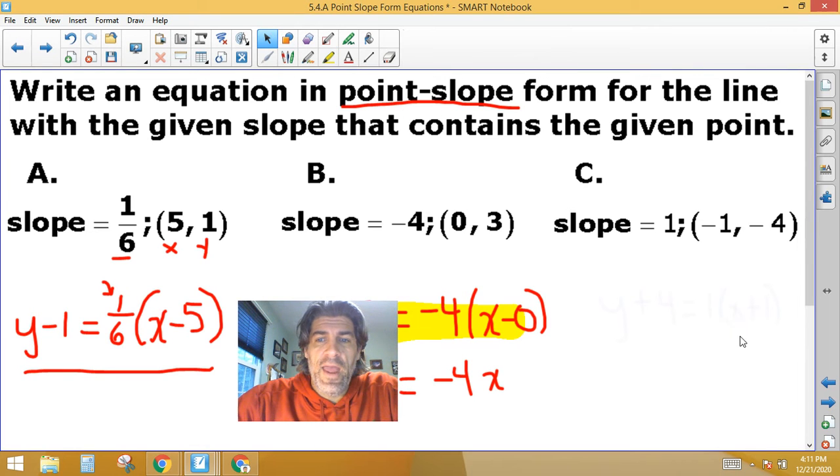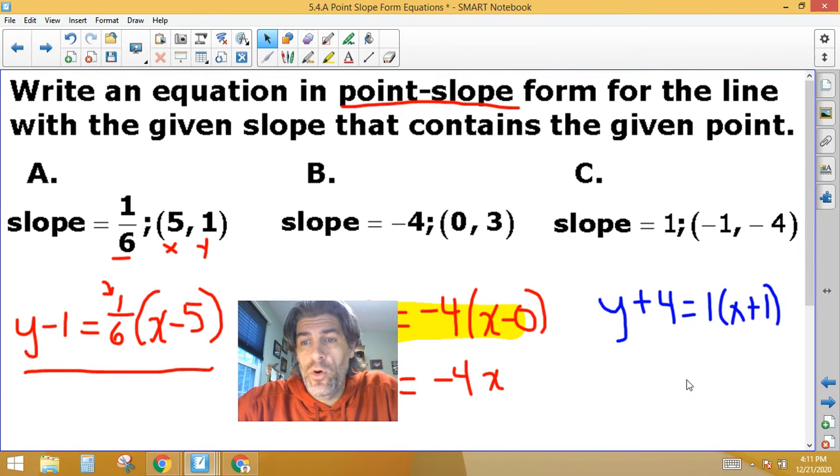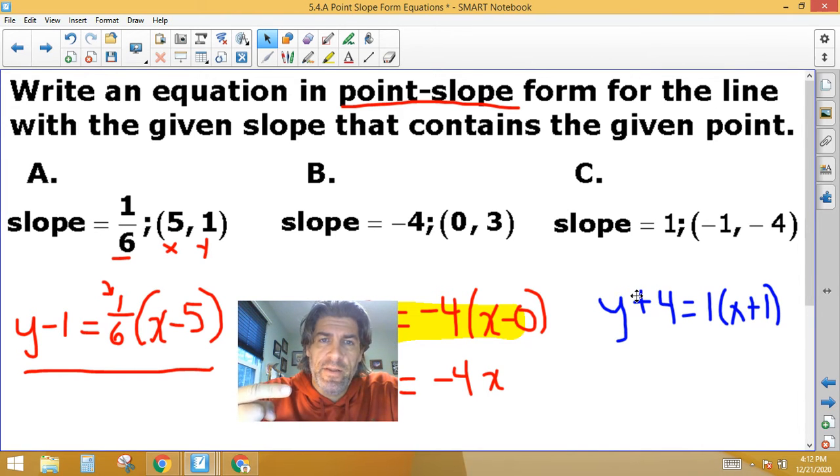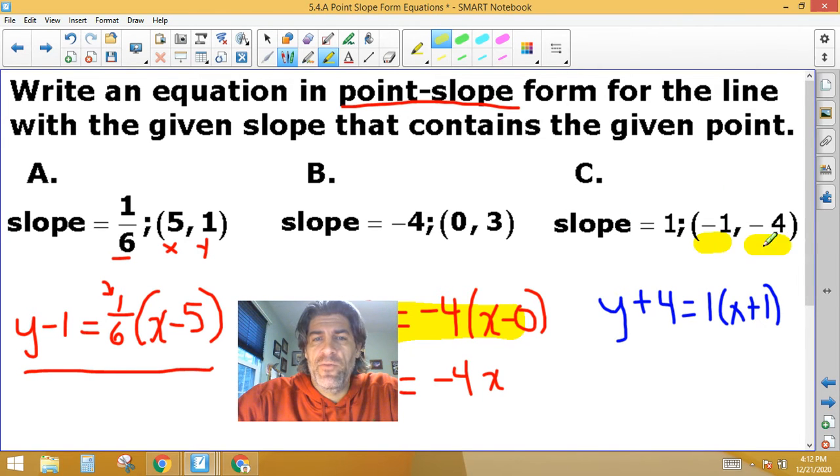Did you get y plus 4 equals 1 times x plus 1? Why is this one positive 4 plus 4 and x plus 1? Why do you think that is? The reason is because the point slope form is always minus. So if we have a negative point, like we do here, a negative x and a negative y, the minus and then the negative sign cancel each other out to make a plus.